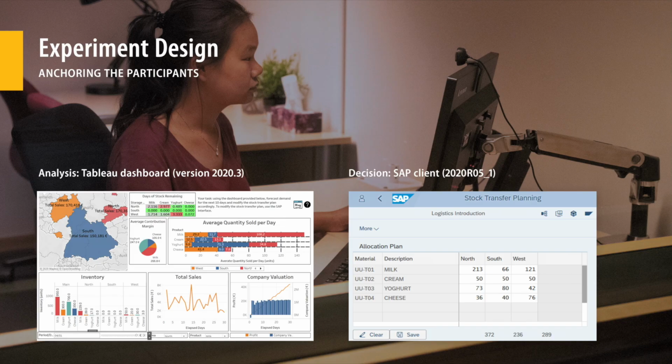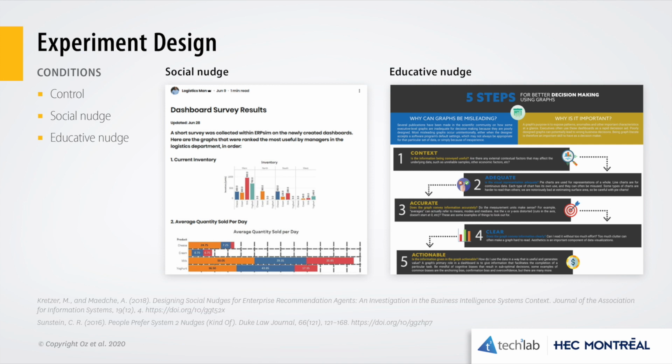In the experiments, participants used two different information systems that are already used by companies in real life. One is a dashboard designed on Tableau to analyze the company status and decision outcomes, and the other one is the default SAP interfaces to make their decisions. As you see on the SAP screenshot, participants saw the anchor values on the decision-making interface when they first log into the system. And the nudges.